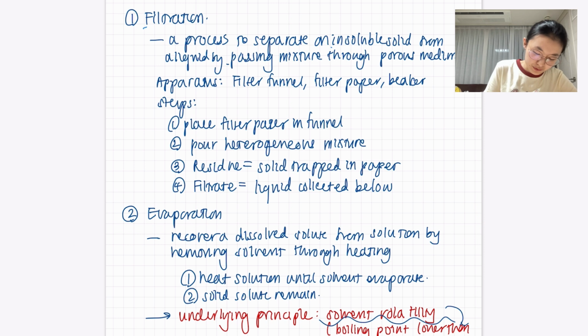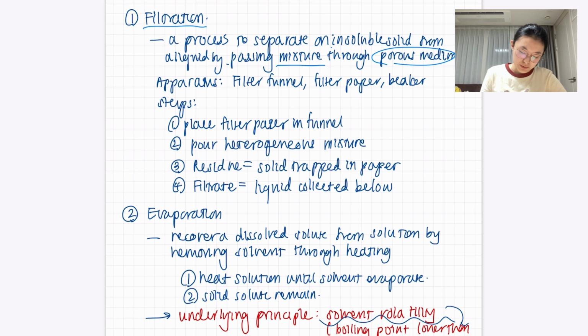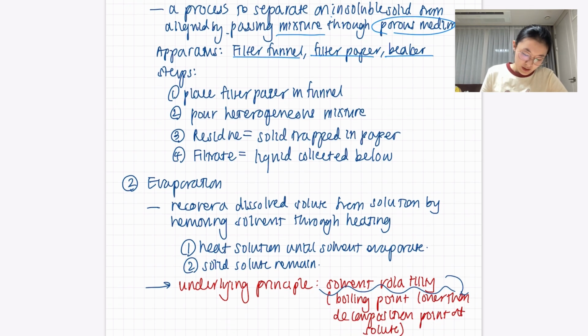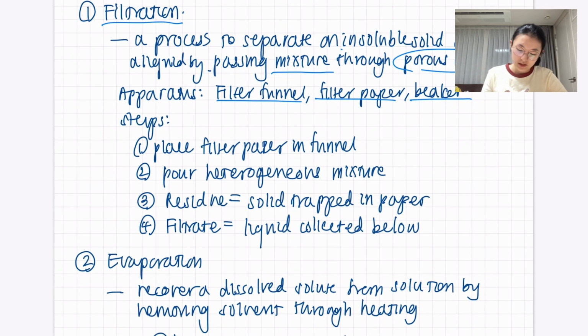First, let's start off with filtration. Filtration is essentially the process to separate an insoluble solid from a liquid, and it does so by passing the mixture through a porous medium. The sort of equipment that we need for this process is a filter funnel. We also need a filter paper and a beaker. And the step for this is we firstly place the filter paper in the funnel, and we pour the heterogeneous mixture.